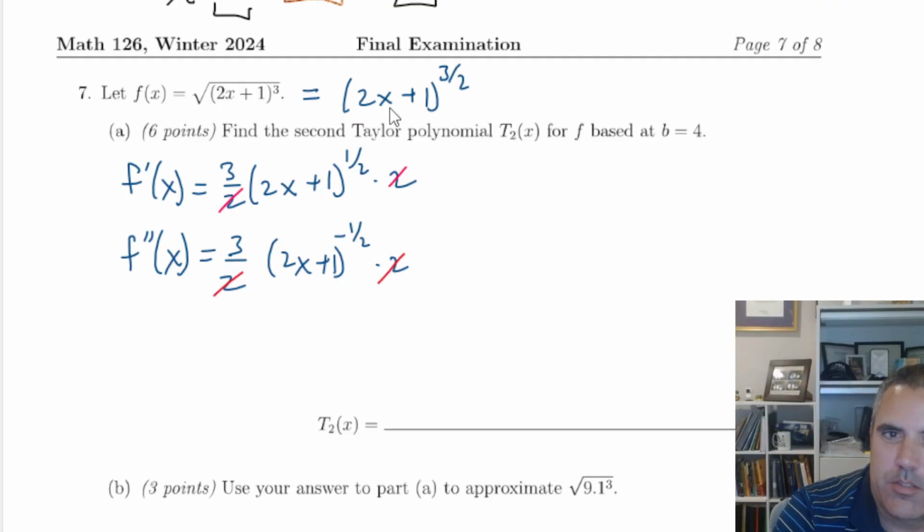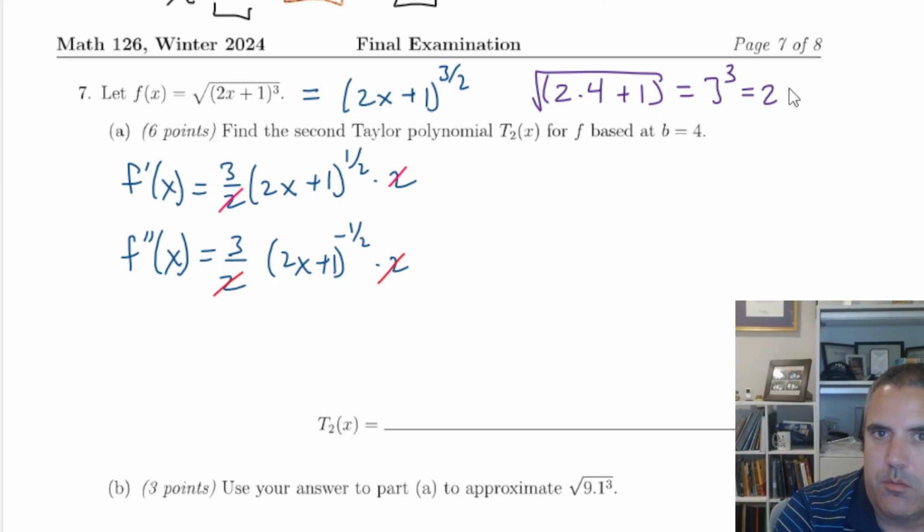Now, the square root of 2 times 4 plus 1 is the square root of 9, which is 3. So this is going to be 3 to the third, which is going to be 27. This one's going to be 3 times square root of 9, 3. So this is going to be 9. And this is going to be 3 over 3, which is going to be 1.